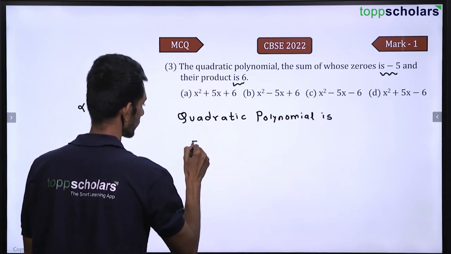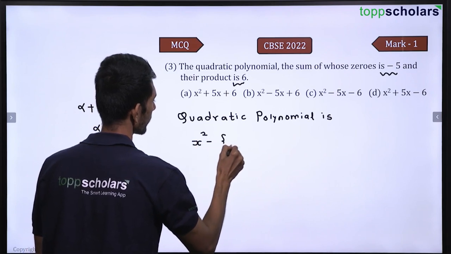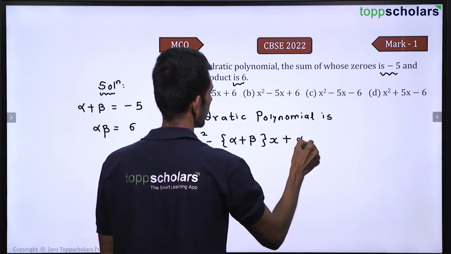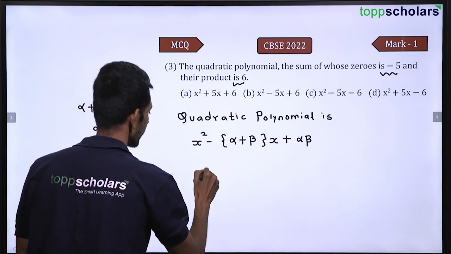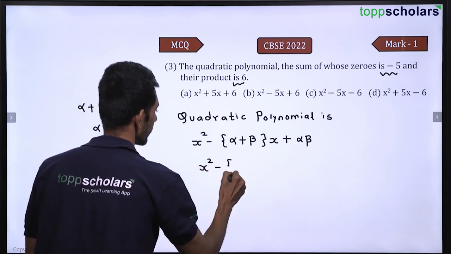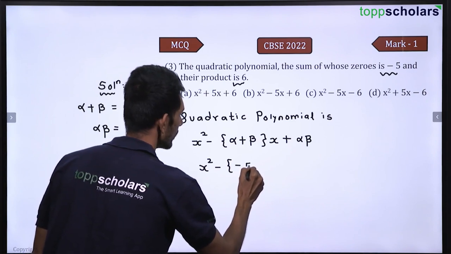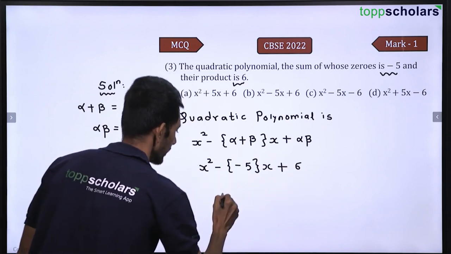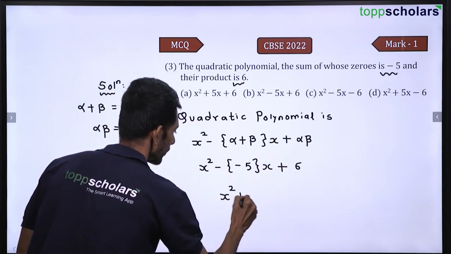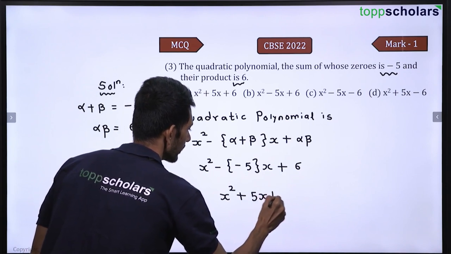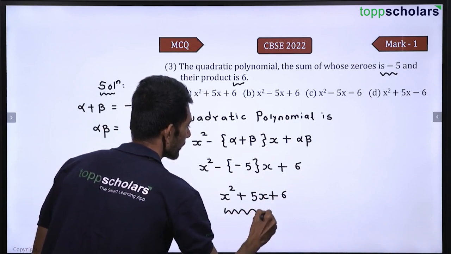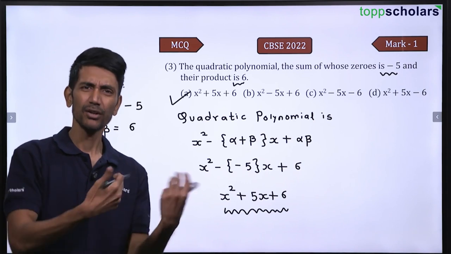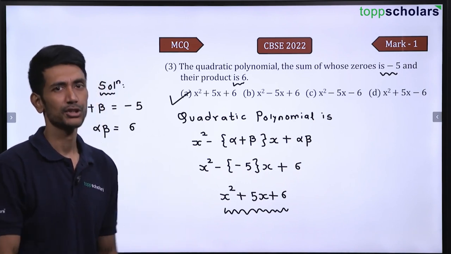And we know that the quadratic polynomial is x square minus (alpha plus beta) into x plus alpha beta, right? That is x square minus (alpha plus beta is how much?) Minus 5 into x plus alpha beta, that is 6. So this becomes x square plus 5x plus 6. That's it. Option A is the correct option. Easy. And we have solved a similar problem like this before as well. So I hope you have understood this problem as well.